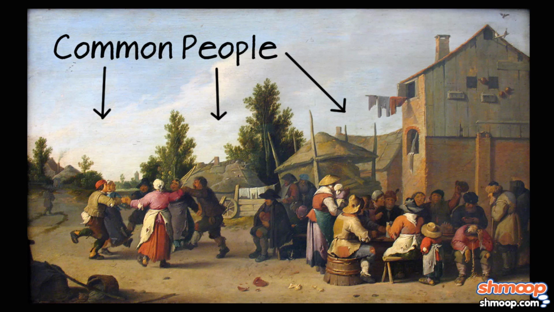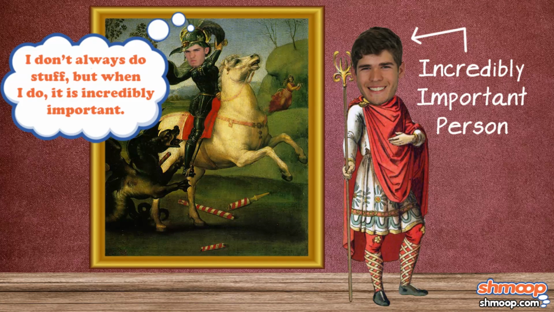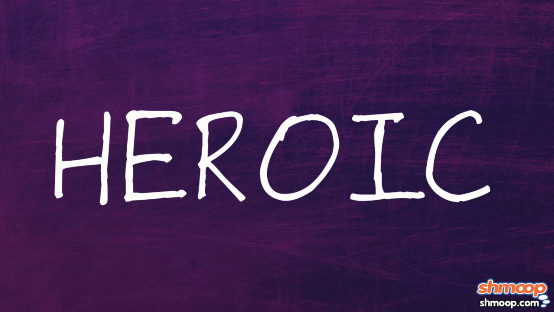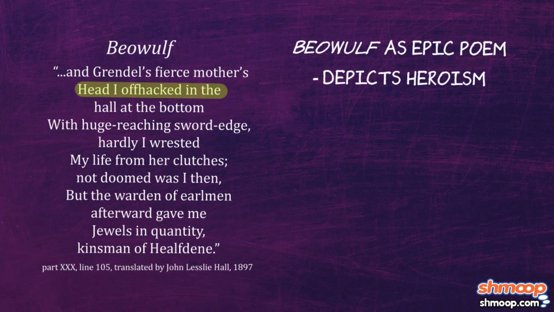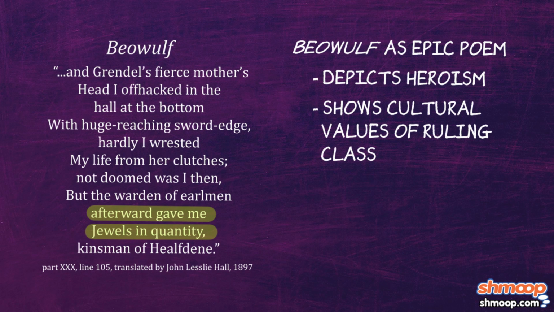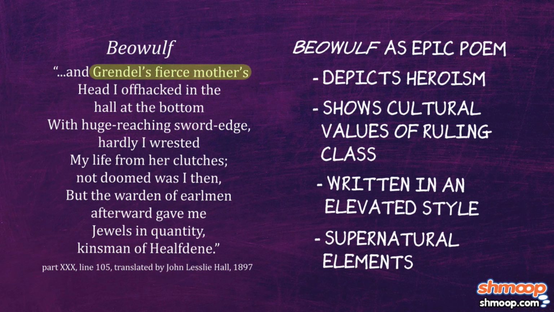What we want to remember is that Beowulf is an epic poem. So it really isn't about the day in the life. It's about a day in the life of someone incredibly important. Epic poems tend to be about big, heroic rulers. And this is an epic poem at its best. It's about heroism. It's about really showing the cultural values of the ruling class. It's written in an elevated style. There's supernatural things going on. And through all this, we're able to see what was most important to the people who were telling the story.